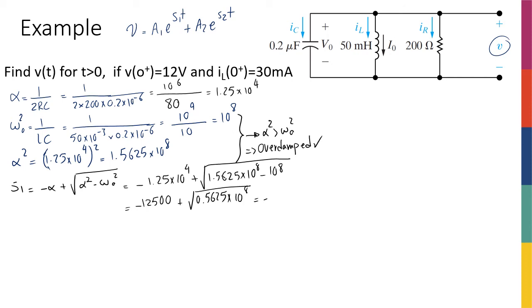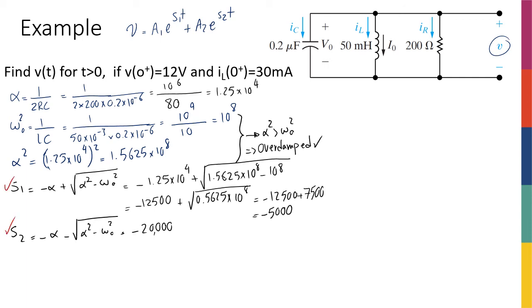So I'm going to get negative 12,500 plus 7,500, which is going to be equal to negative 5,000. That's my S1. I found my S1. S2 is just going to be negative alpha minus this square root, so alpha squared minus omega naught squared. So this is going to be equal to negative 12,500 minus 7,500. So I'm going to get negative 20,000. Great. So I found my S1 and S2.